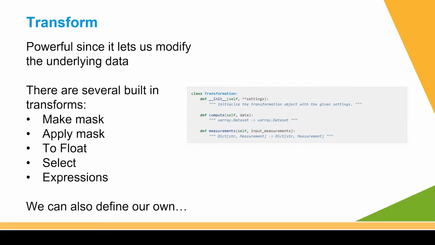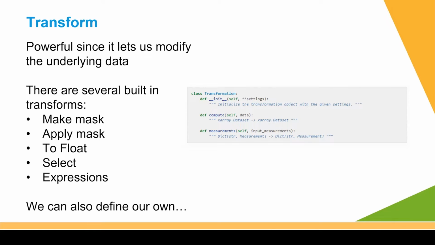So in the transform, there are some built-in presets for how to transform the data. One is to make a mask. Another one is to then apply a mask. We can also convert the data type of the raster to, for instance, float. We could also select, so we could start out with many bands, and then return only the band that we want. And then we could also have this expression transform, which does simple arithmetic. And we're going to be implementing something kind of similar to that.